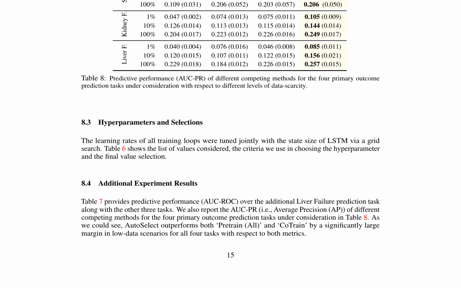For hyperparameter tuning, the authors employed a grid search to jointly optimize the learning rates of all training loops and the state size of the long short-term memory (LSTM) network. The considered hyperparameter values and final selections are listed in Table 6. Notably, auto-select's superiority in low data scenarios is further supported by its predictive performance on an additional task, liver failure prediction. The authors' experiments demonstrate the effectiveness of auto-select in addressing data scarcity challenges, highlighting its potential in real-world applications where high-quality data is limited.